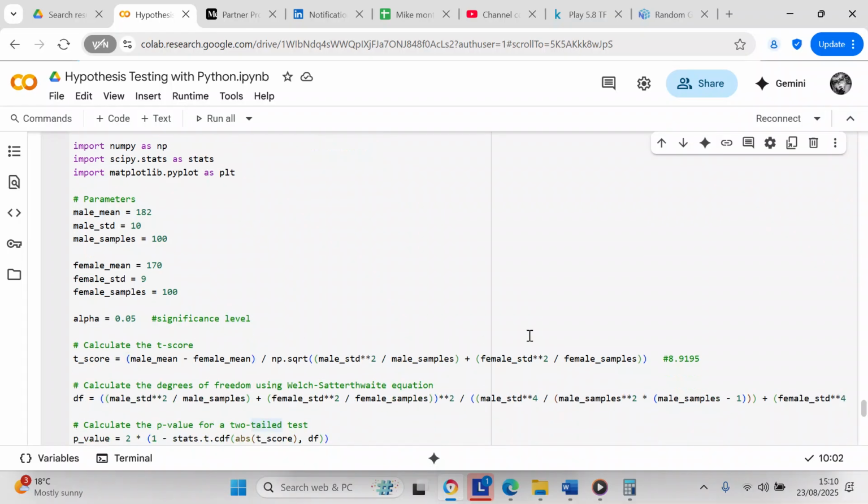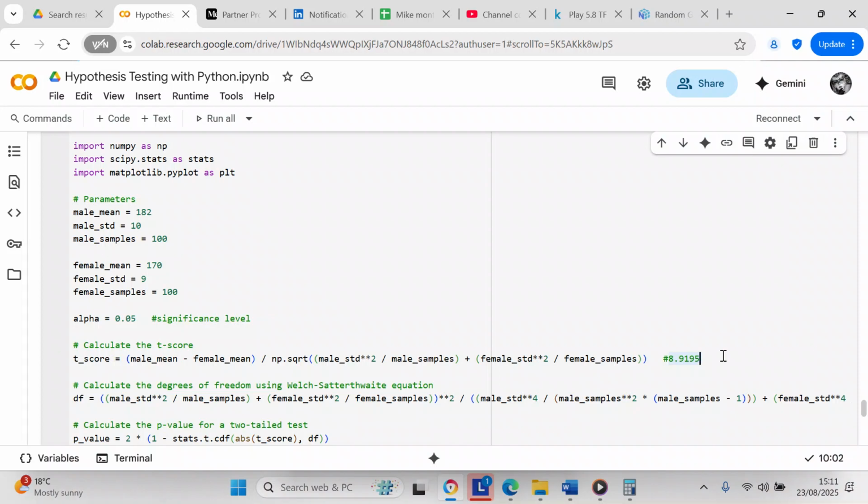First thing we're going to do is calculate our t-score. So the t-score equals male mean minus female mean, divided by the square root of the male standard deviation squared divided by male samples, plus the female standard deviation squared divided by female samples. And so your t-score is 8.9195.